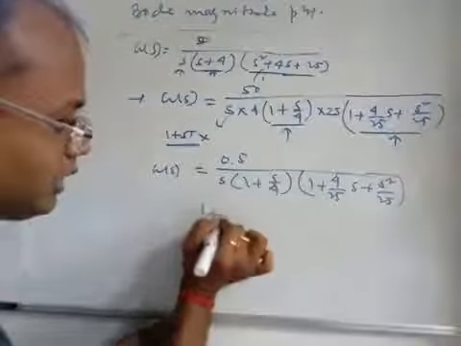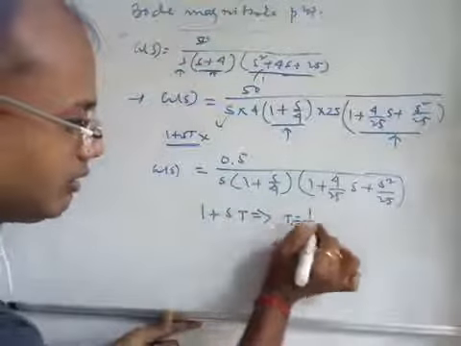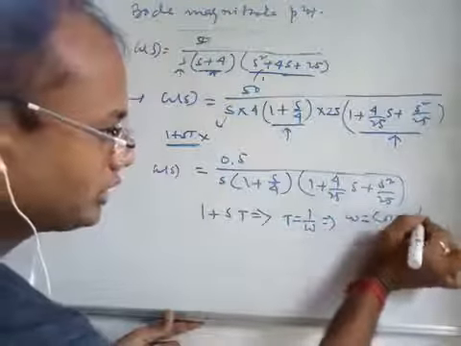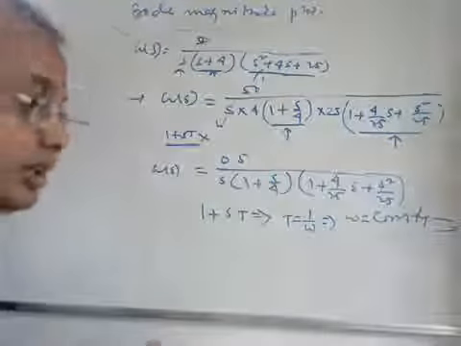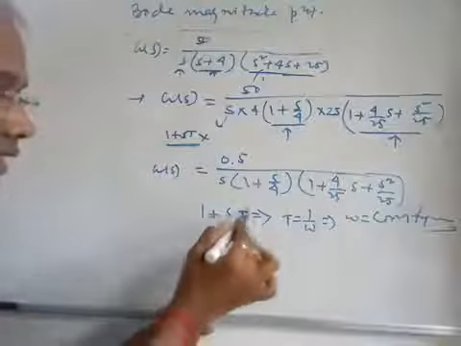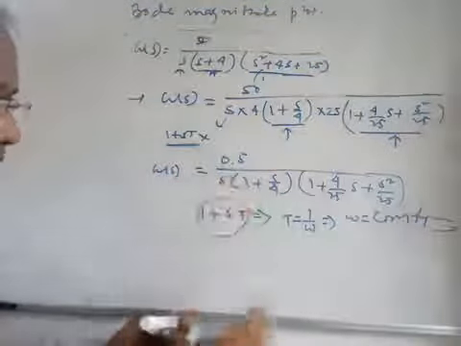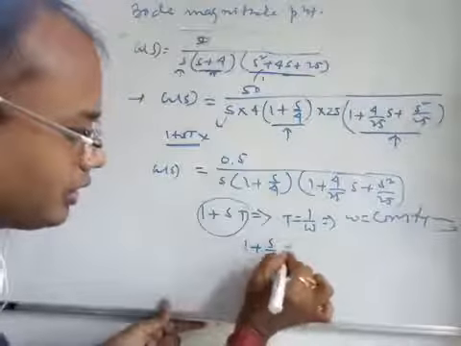Because you can express this in the 1 plus st form, that means t is equal to 1 by omega, so you get the corner frequency. The corner frequency is very important for drawing the Bode magnitude plot. So to get the corner frequency, this time constant form is essential. Now for this part, 1 plus st, you see 1 plus s by 4, this is your factor.